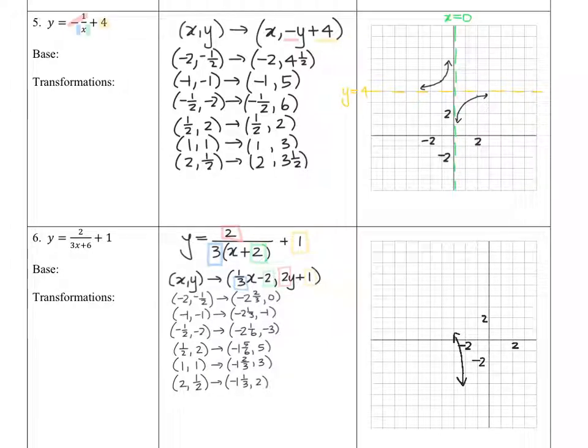And we have negative 1 and 5/6, 5 right there. Negative 1 and 2/3, and that'll be 3. Negative 1 and 1/3, and 2, and that'll give us this graph arm here.